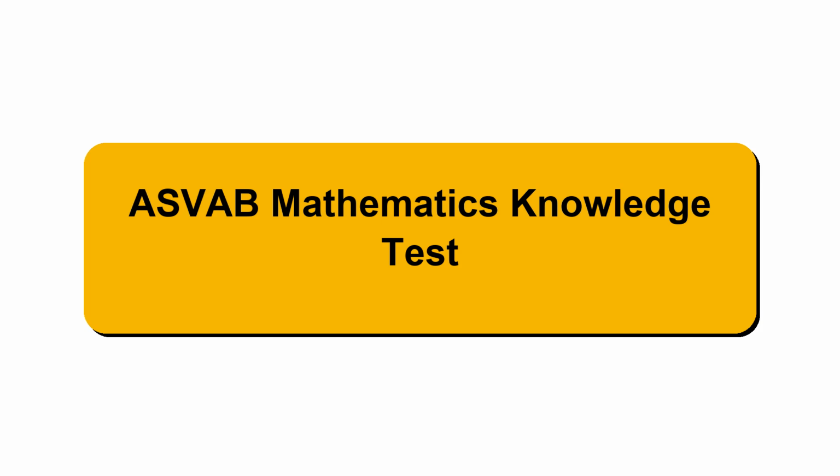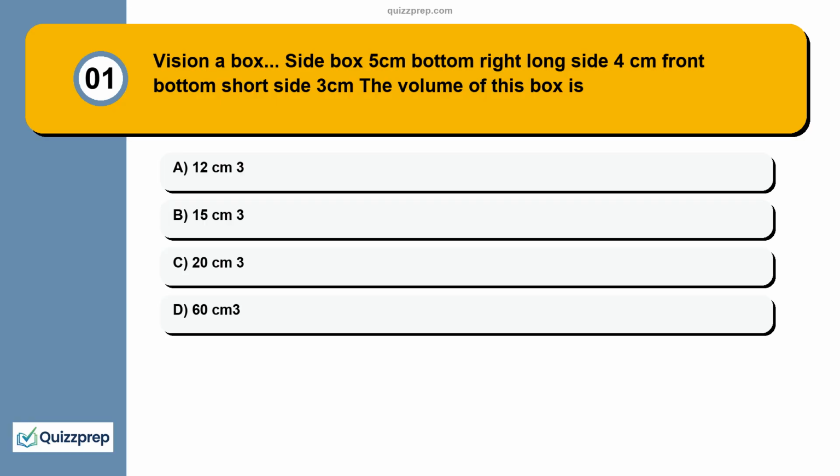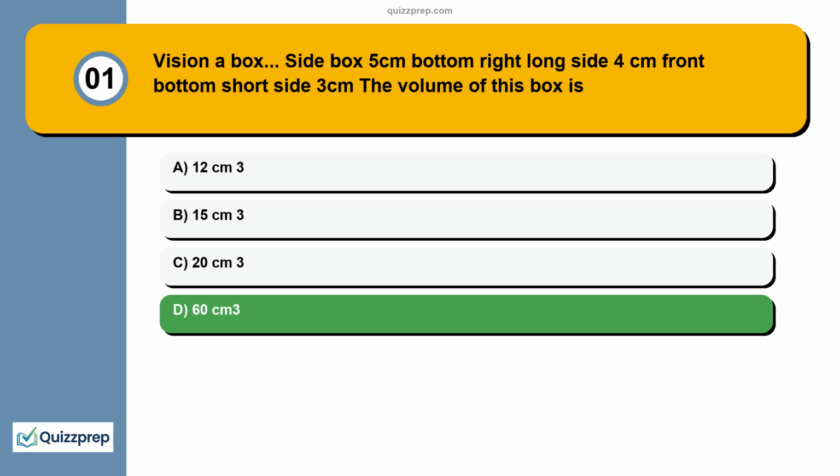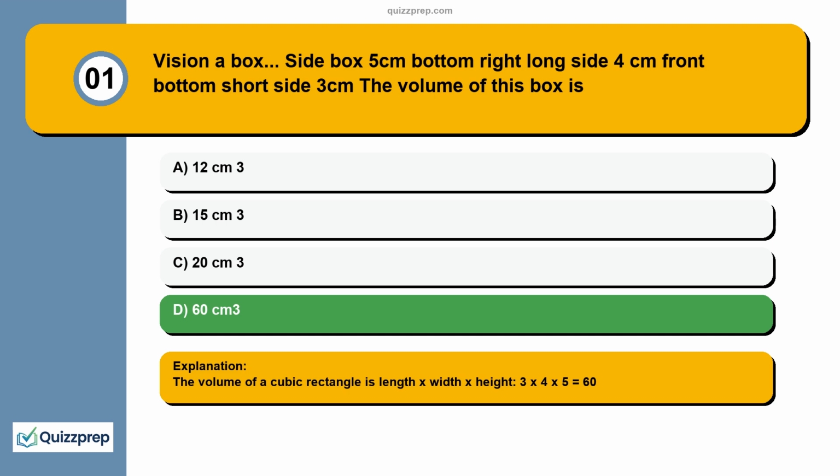ASVAB Mathematics Knowledge Test. Question 1. Visualize a box. The side of the box is 5 cm, the bottom right long side is 4 cm, and the front bottom short side is 3 cm. The volume of this box is: 12 cm³, 15 cm³, 20 cm³, or 60 cm³. The volume of a rectangular prism is length x width x height, so 3 x 4 x 5 equals 60.